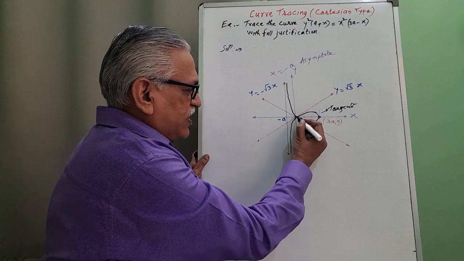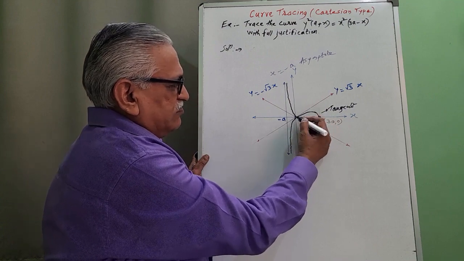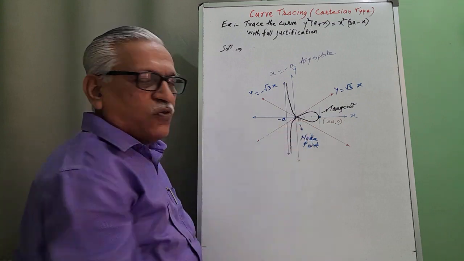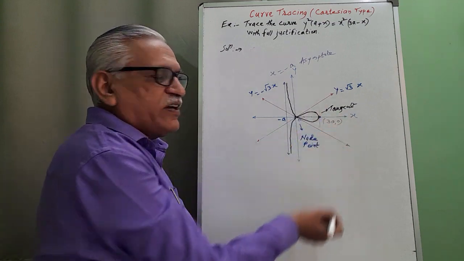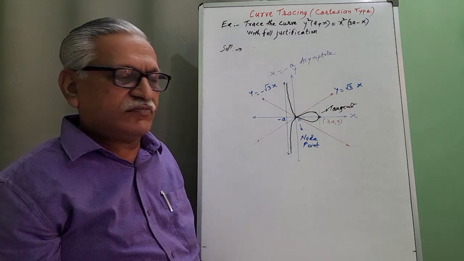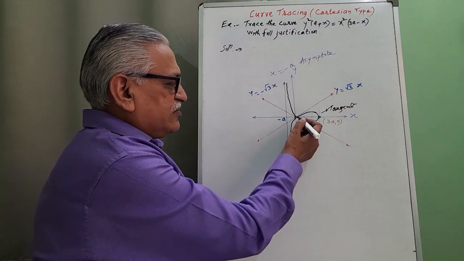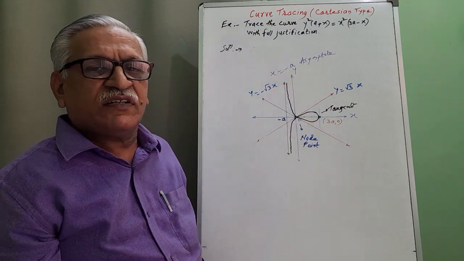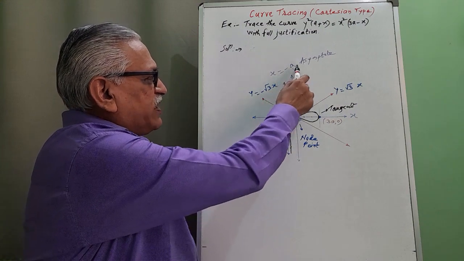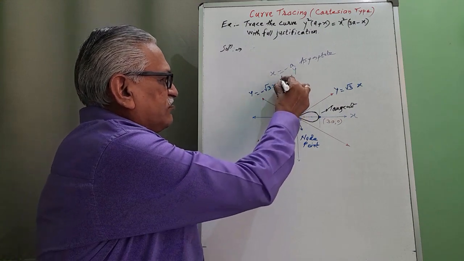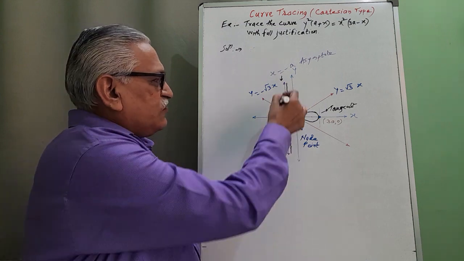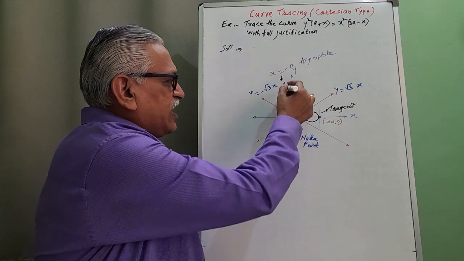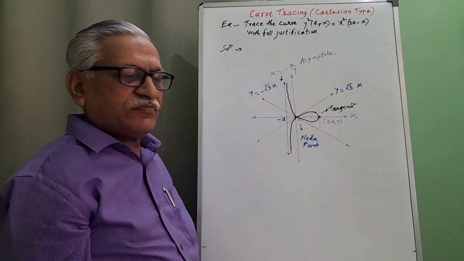Then join this parabolic part to this origin by keeping in mind that this line is a tangent. Therefore it will touch only at the origin. Don't cross that line anywhere. And then symmetrical portion about x-axis. Then next point is asymptote. This line x is equal to minus a is the asymptote. Therefore we make a parallel part to this line. Then join that parallel part smoothly to this origin.